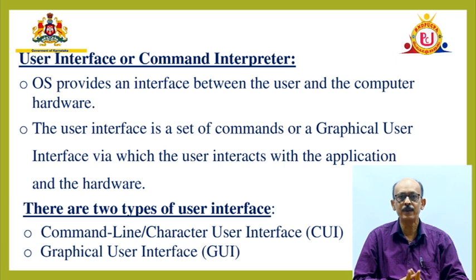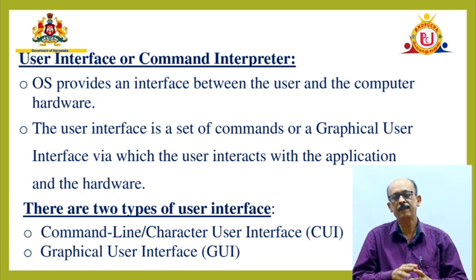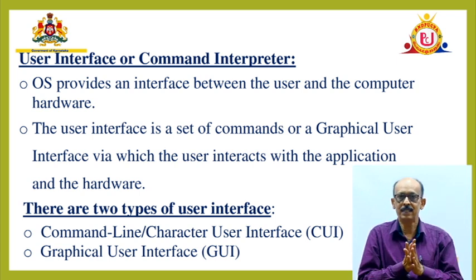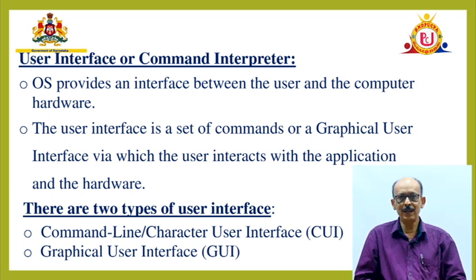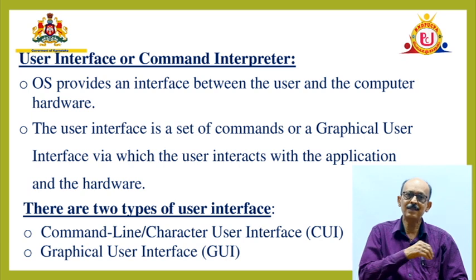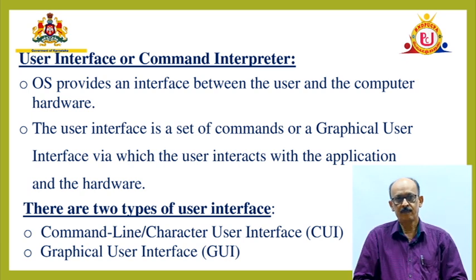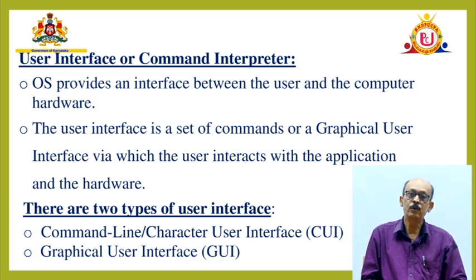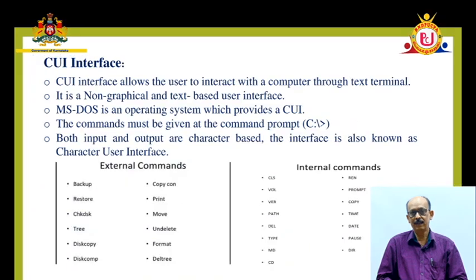The translation has to take place. So there are basically two types of user interfaces. One is called the character based or command line user interface. We call it CUI. Another one is GUI, graphical user interface. Two different interfaces are there to interact with the computer. What are the differences between those two? Let's see next. CUI, character based interface, command line user interface.